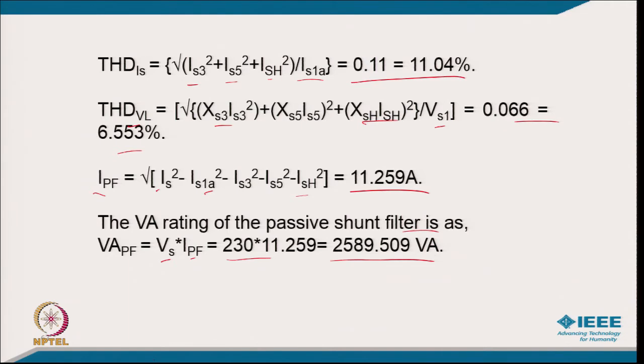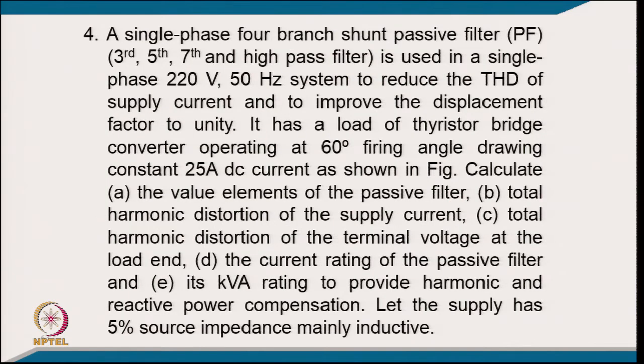2589.509 VA. Coming to example 4, a single phase 4 branch passive filter, third, fifth, seventh and high pass filter, is used in a single phase 220 volt 50 hertz system to reduce the THD of supply current and to improve the displacement factor to unity.